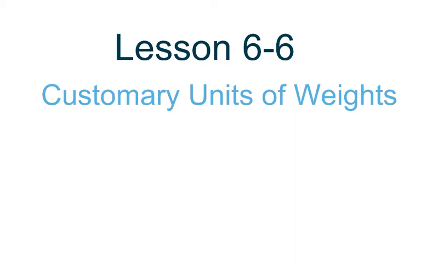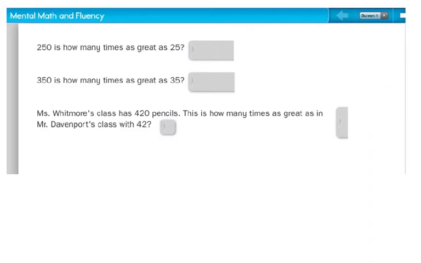You will need your math journal, but we're going to start with our whiteboard and do a little warm-up. On your whiteboard, number 1, 2, and 3. For number 1, we're going to ask ourselves, 250 is how many times as great as 25? Number 2, 350 is how many times as great as 35? Notice we're talking multiplication here.